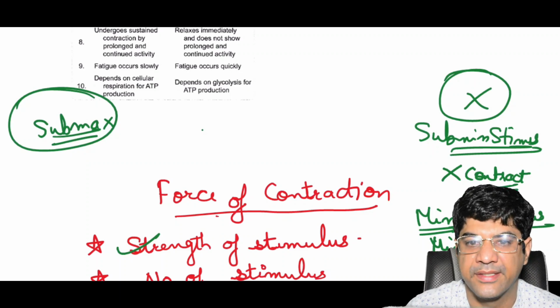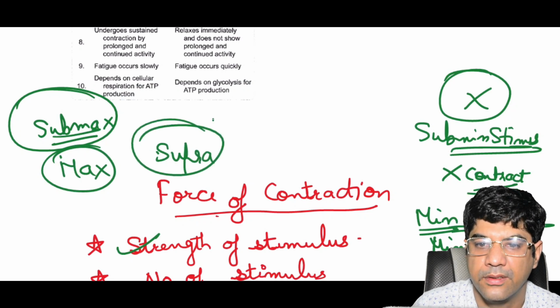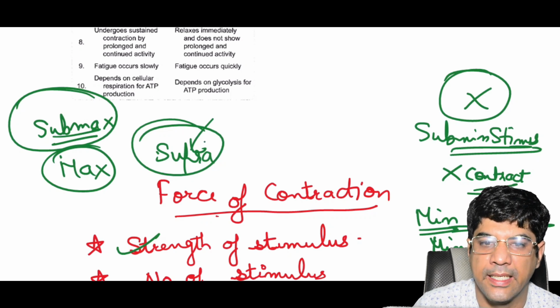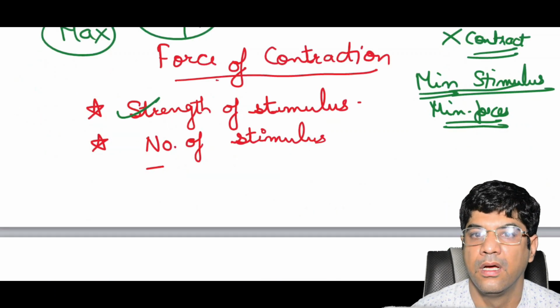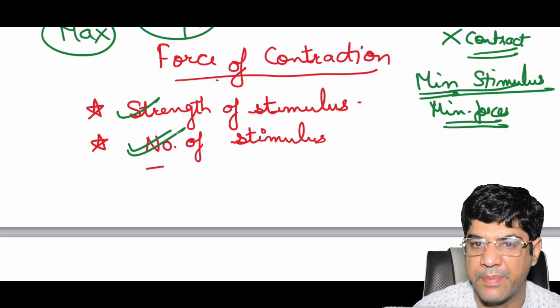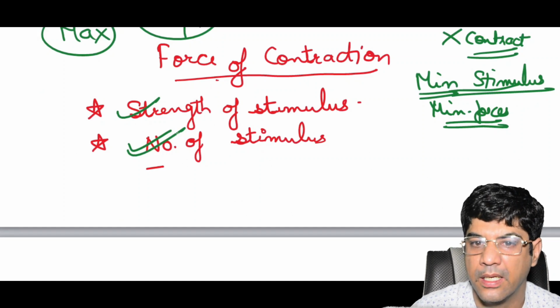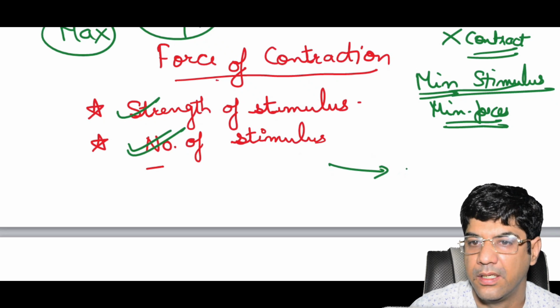Other is a maximal stimulus, and at last is the supramaximal stimulus. This stimulus is beyond the maximal stimulus, so beyond this strength, the force of contraction cannot be increased. The second factor is the number of stimuli. The contractility of the muscle changes depending upon the number of stimuli applied. If a single stimulus is applied, the muscle contracts once, producing a simple muscle twitch.